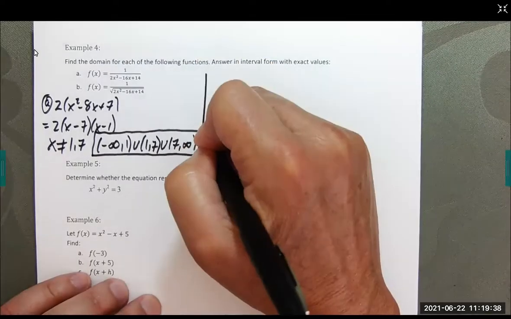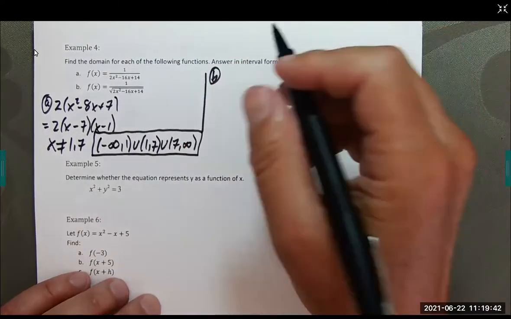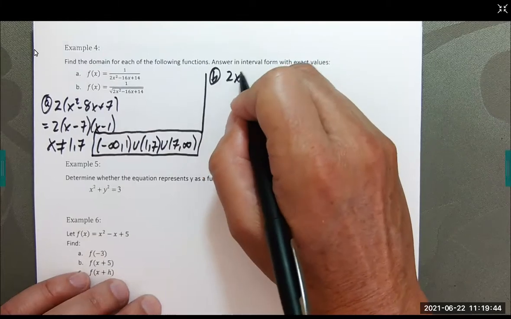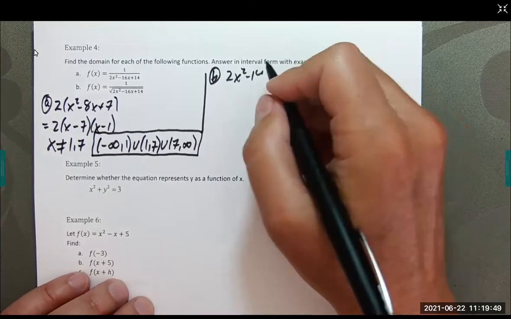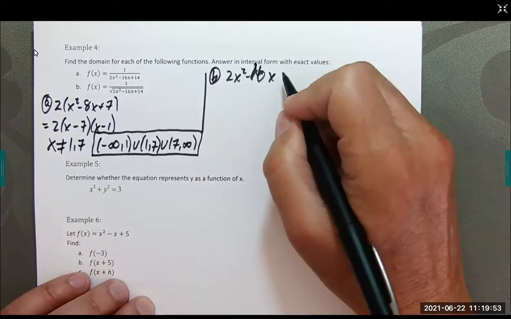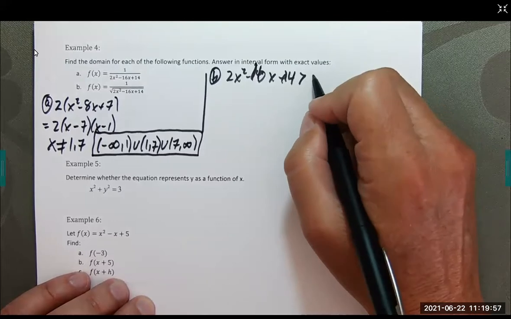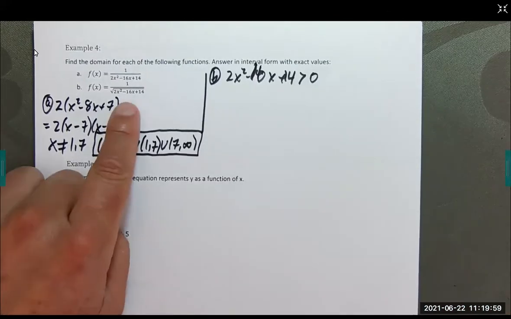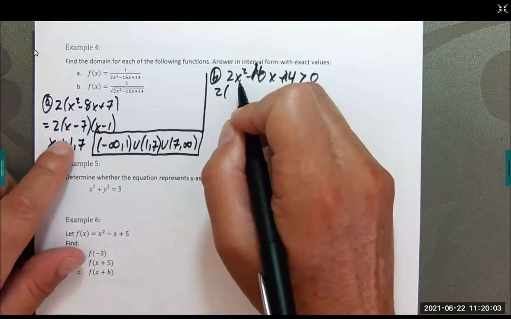And for part B, the 2x squared minus 16x plus 14 has to be bigger than, strictly bigger than 0. It can't even equal 0, right? Because then I'll be dividing by 0. So we know this factors to this.